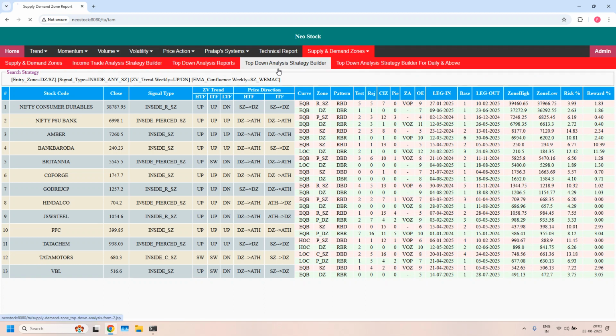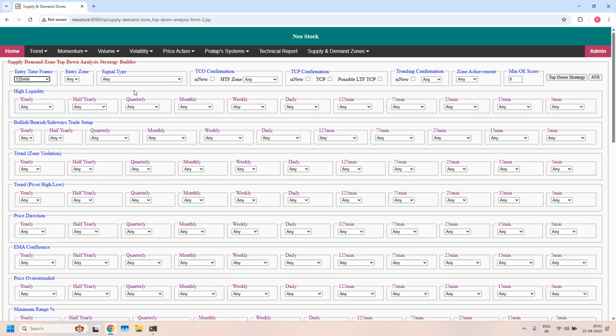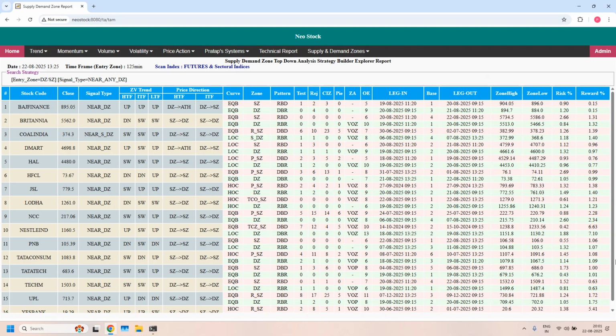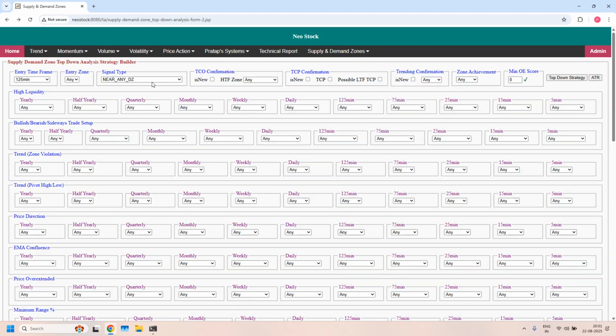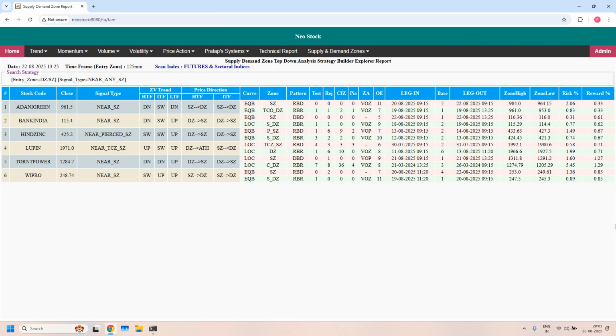So the next time frame is 125 minutes. Stocks near to the 125 minutes demand zone. We got 16 stocks. First 15 stocks on the list. Scrolling the list down. So total 16 stocks we got. Next, stocks near to the 125 minute supply zone, we got 6 stocks.